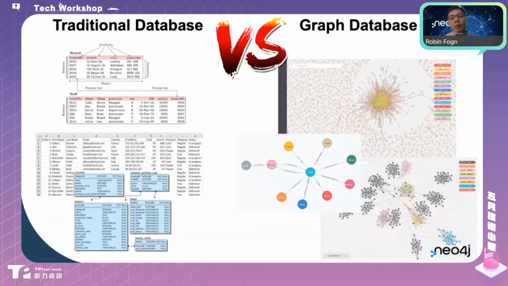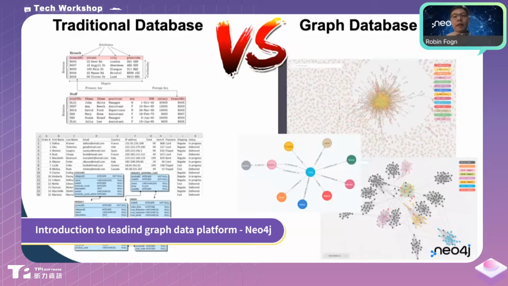Now, on the other hand, what you see on the right-hand side is a graph database. It is Neo4j.